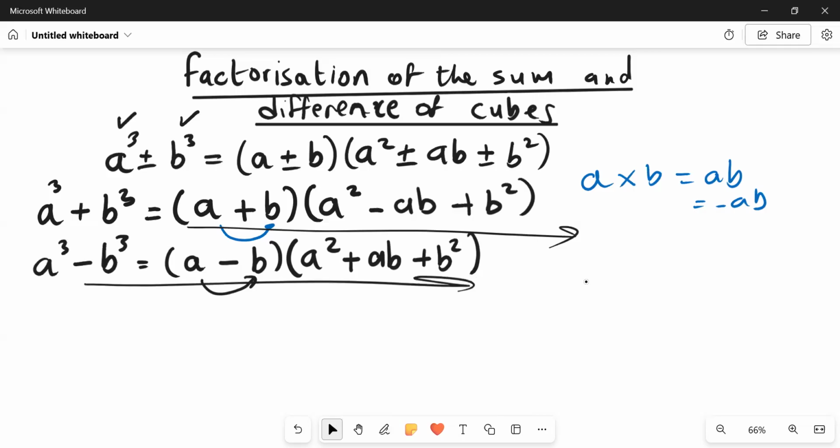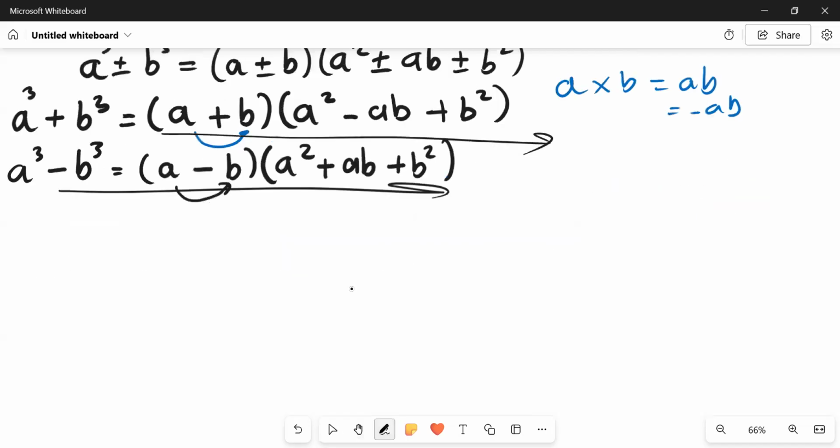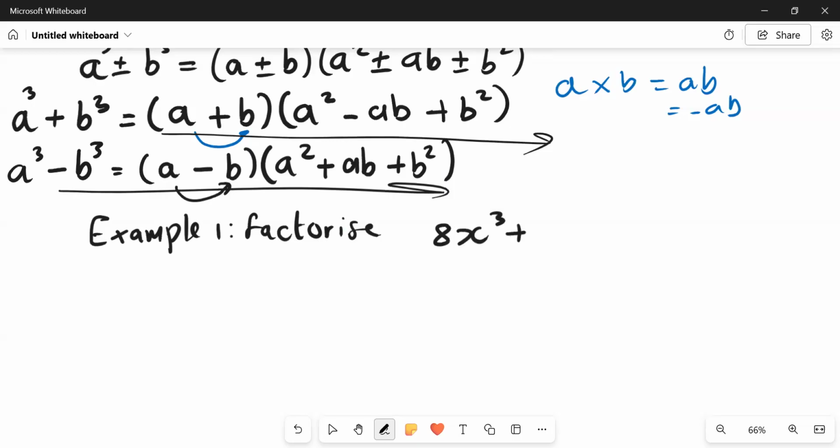So we have to apply that. So let's start with example 1. Again, they're saying we have to factorize, and we are given 8x cubed plus y cubed.